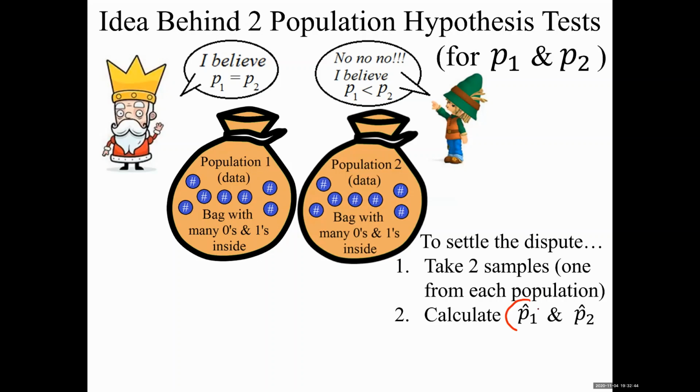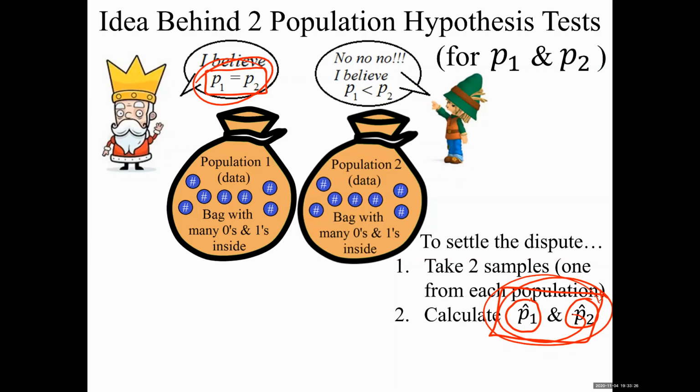All right, so now next thing. Remember that P1 hat is supposed to be close to P1 because P1 hat is your best guess for P1. Same thing, because that's in general how it is. P hat is your best guess for P. So P1 hat is your best guess for P1. P2 hat is your best guess for P2. So P2 hat should be close to P2. P1 hat should be close to P1. So if the king is right when he says that P1 equals P2, then what should these things be? Well, P1 hat should be close to P1, and P2 hat should be close to P2. But if P1 and P2 are equal, then these should be at least close to equal. They might be equal, or they should be at least close to equal.